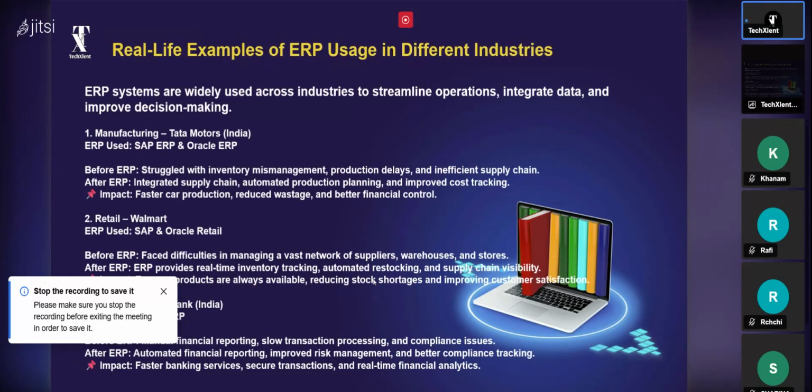But after implementation of ERP, what happened here? Integrated supply chain, automated production planning, improved cost tracking, and what is the impact? Faster car production, reduced wastage, and better financial control over the company. So that is what happened with Tata Motors in India.